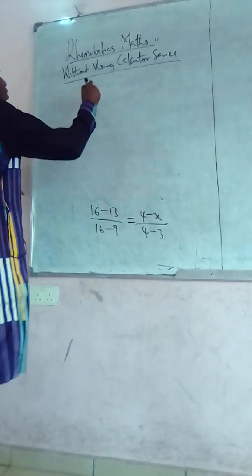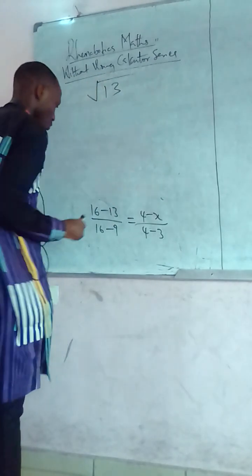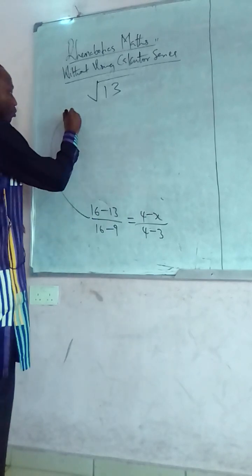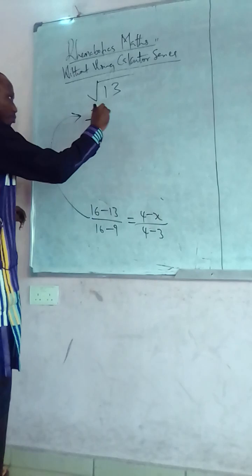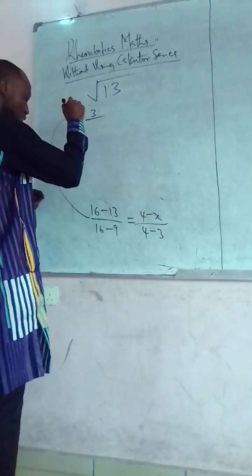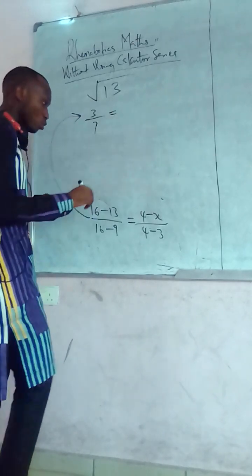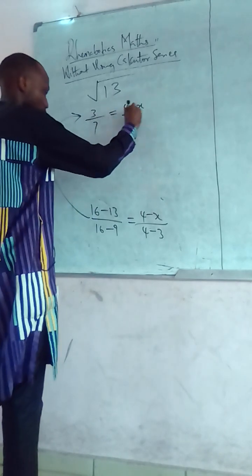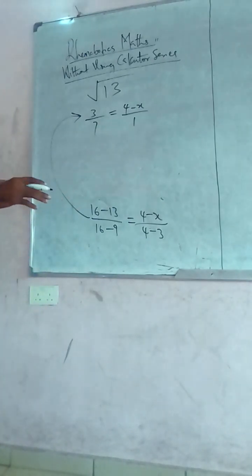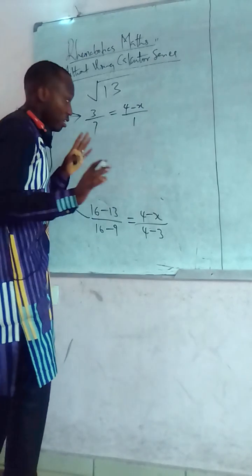Don't forget, we are finding the square root of 13. So, working with this equation, we have 3 over 16 minus 9, which is 7, equal to 4 minus x over 4 minus 3, which is 1. Don't forget, that's a very easy one to do.